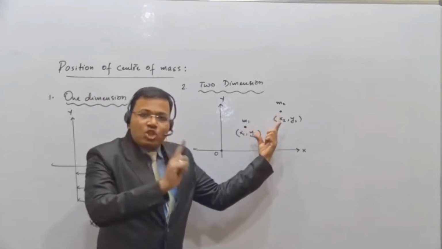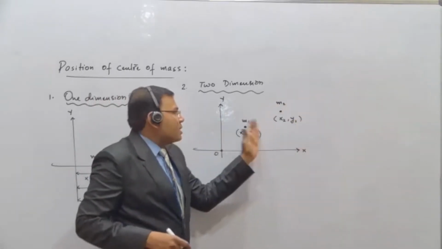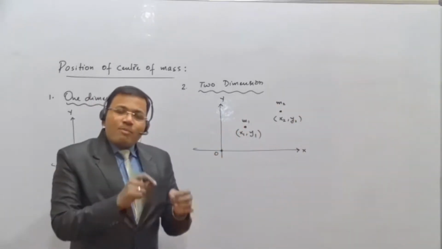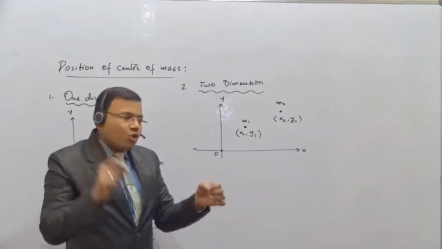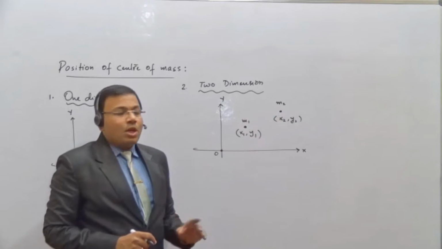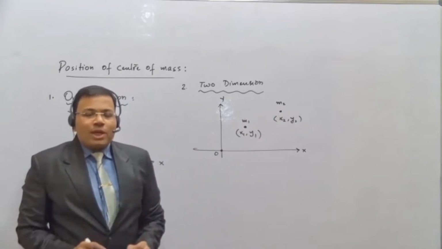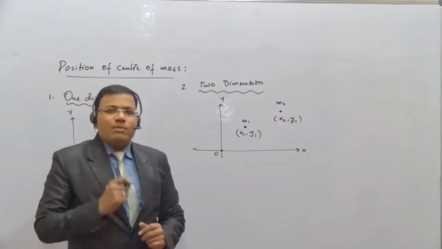The center of mass is always in between the two masses. It will not be outside, son, it will not be outside. The center of mass lies along the line joining these two masses and in between the masses. So how to calculate the position of the center of mass? Here we need to calculate the x coordinate as well as the y coordinate.